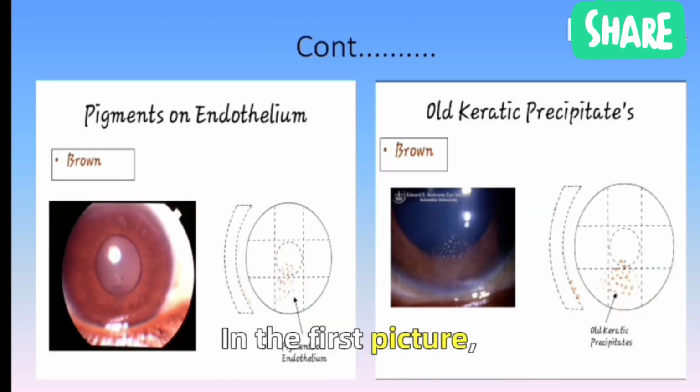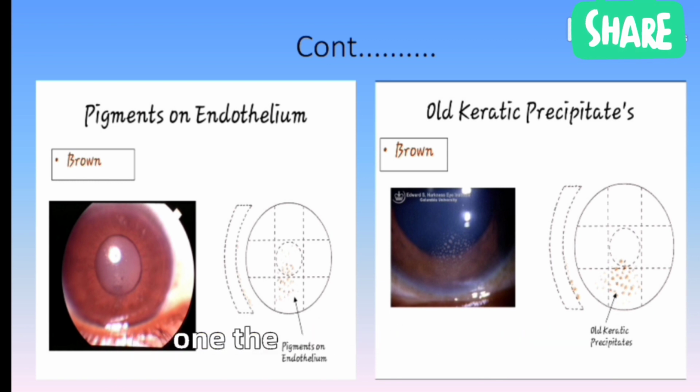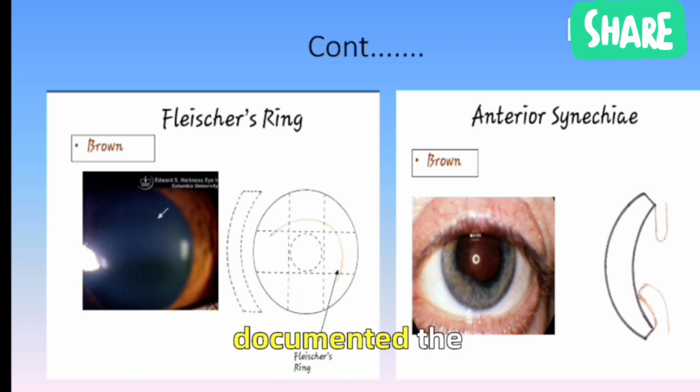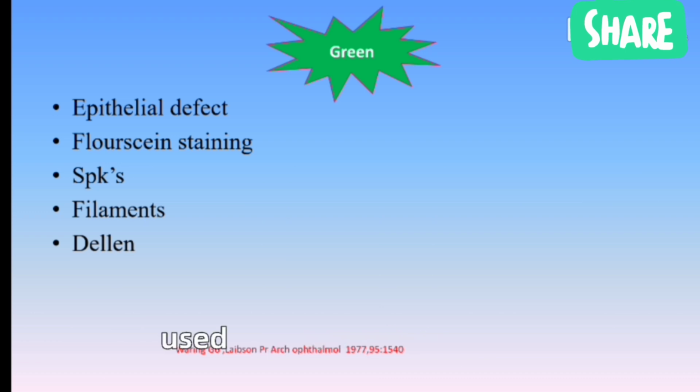In the first picture, pigments on the endothelium were documented with the help of brown dots, and in the second one, the old keratic precipitates were also documented with brown dots, and the Fleischer ring, which is generally present in keratoconus, is also documented with brown color, and the synechia, which is anterior synechia in the second picture, is also drawn with brown color. Green color is used to document epithelial defect, fluorescein staining, SPKs, filaments and Dellen.